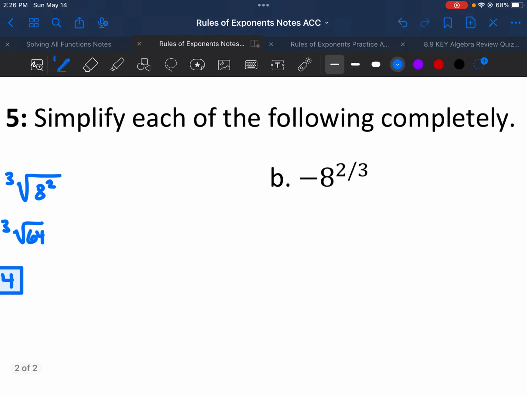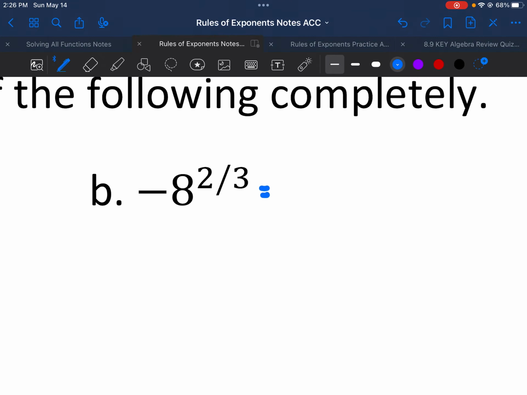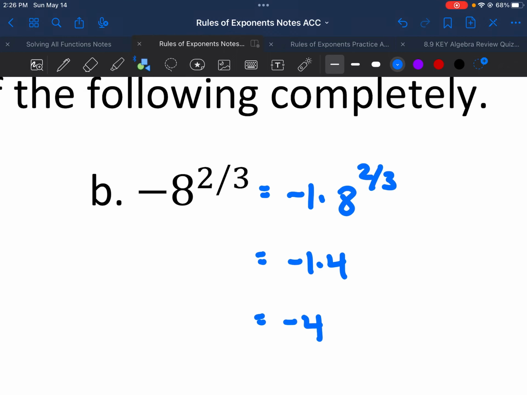All right. Now let's do negative 8 to the 2/3 power. So this is negative 1 times 8 to the 2/3. From the previous example, we already saw that 8 to the 2/3 power is equal to 4. So this is negative 1 times 4, which equals negative 4.